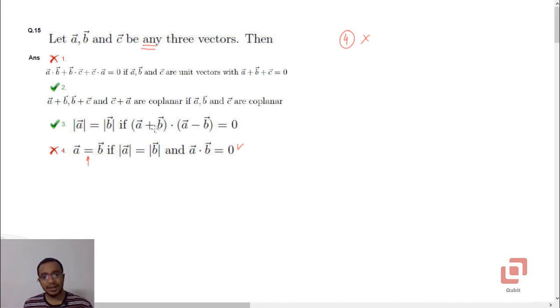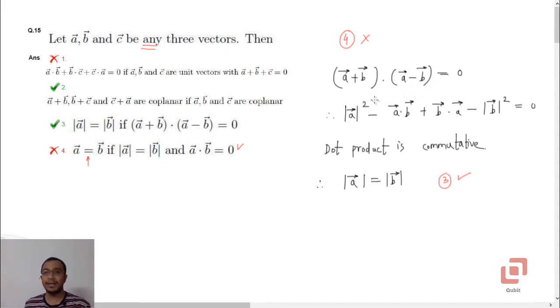All right, now we will start with A bar plus B bar dot A bar minus B bar equal to 0, and by using the distributive and commutative properties of the dot product, we'll get the following expression. A bar dot A bar is mod A bar squared, minus A bar dot B bar, plus B bar dot A bar, minus B bar dot B bar, which is magnitude of B bar squared. Now because of the commutativity of the dot product, these two terms will get cancelled, which will give us mod A bar squared equal to mod B bar squared, or mod A bar equal to mod B bar. So 3 is correct. The fourth one is incorrect, we had already proved it.